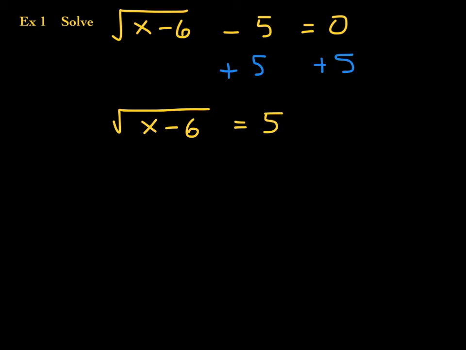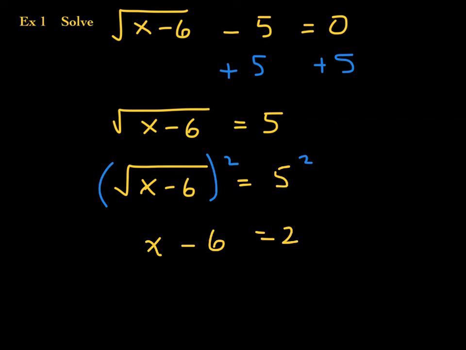Now step 2 says raise both sides to the power of the index. So the index here is 2. I know that because whenever the index is not written, it's assumed to be 2. So I'm going to square both sides. I'm going to square the right side. I'm going to square the left side. Squaring a square root cancels the square root out, and so you're left with x minus 6 is equal to 25. And then this is a linear equation, so I will isolate x by adding 6 to the right side to give me my proposed solution of 31.